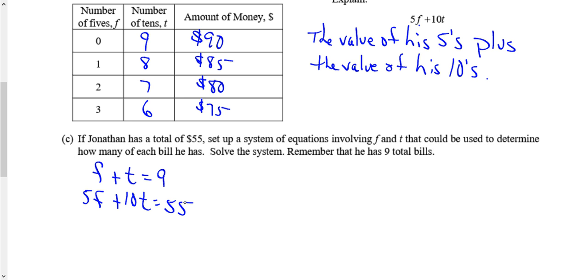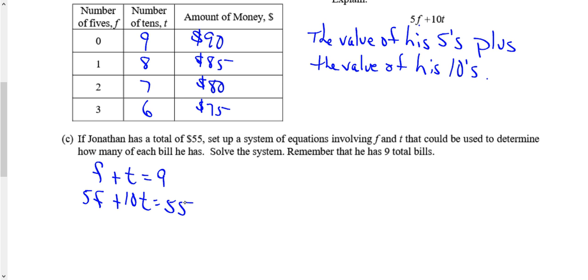So Amy, which variable would you like to make disappear first? You have a preference, Amy? Which of the variables, F or T, would you like to make disappear first so we can solve it? Want to make T go away? Okay. So what are we going to have to do to make T go away, Amy?